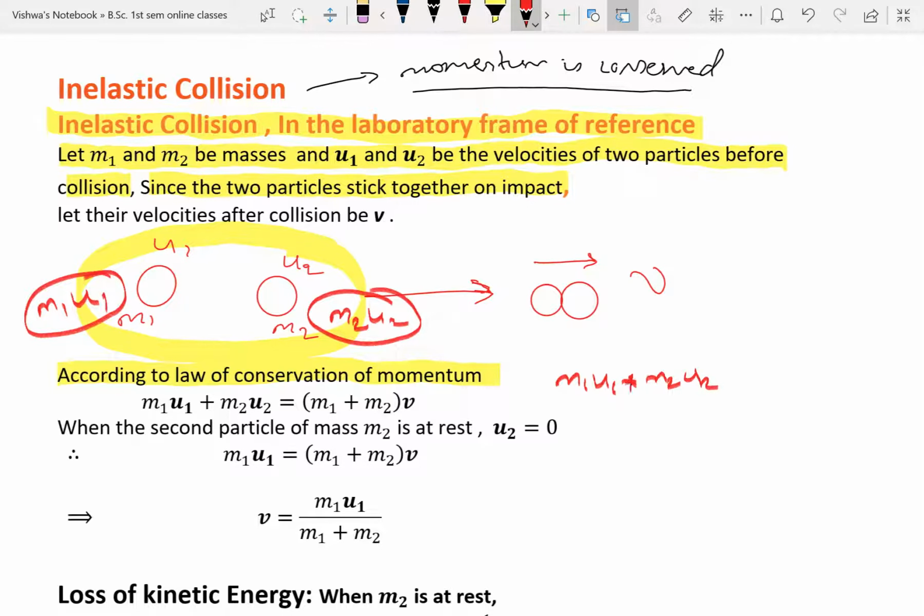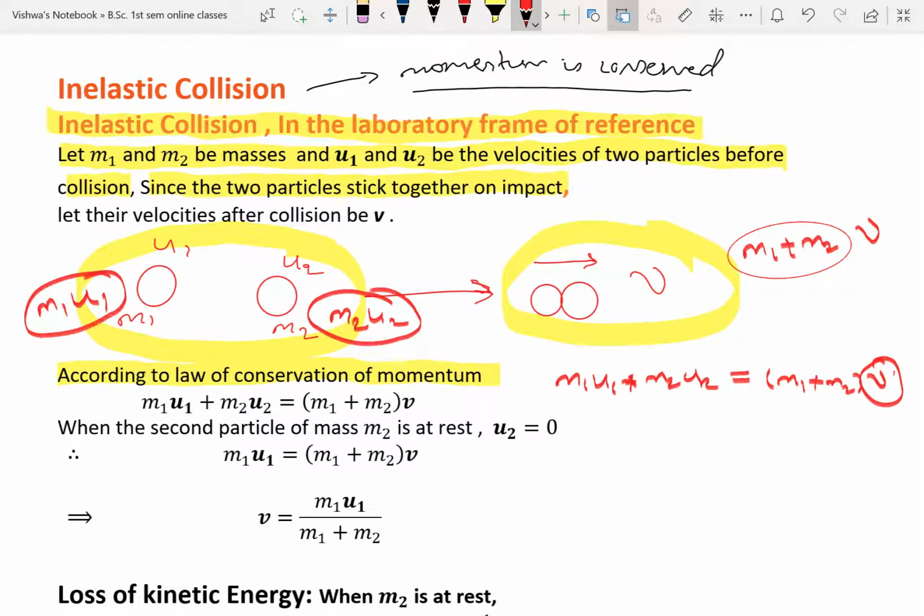After collision, these two objects have velocity v, and what about the mass? They are stuck together and the total mass is the sum of these two masses. So after collision, the momentum is the mass of the system, m1 plus m2, into its velocity v. That is equal to m1 plus m2 into v. Now we have to find the velocity of the object after the collision, that is, the value of v.